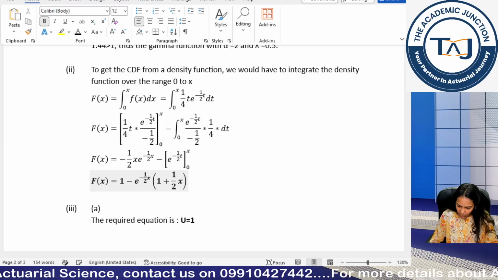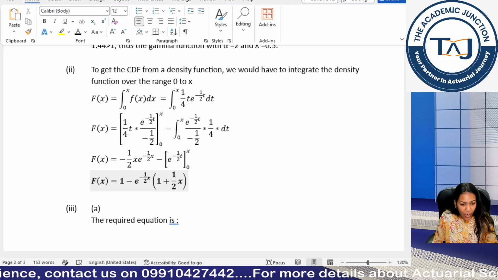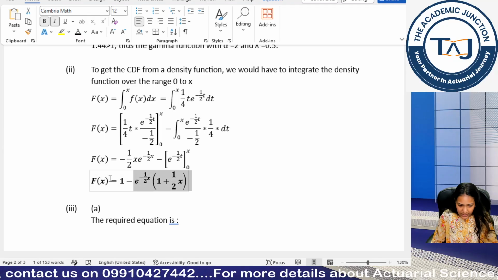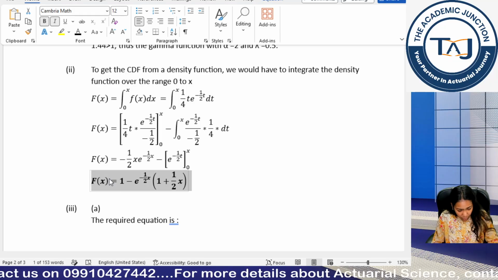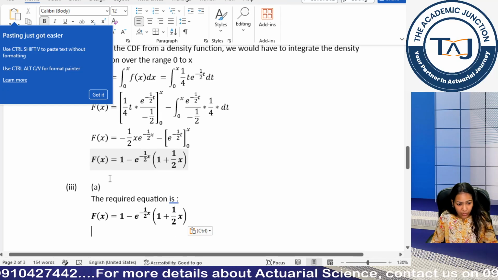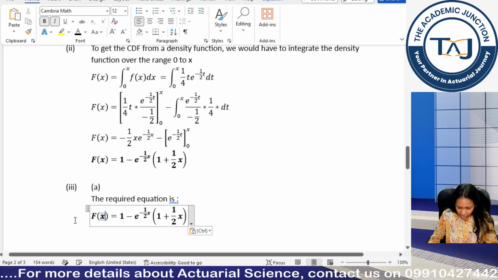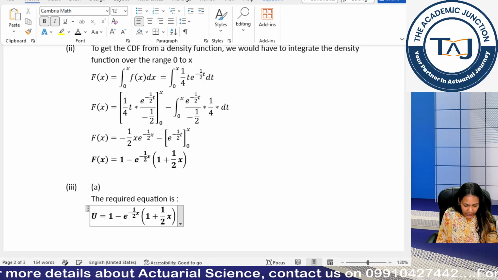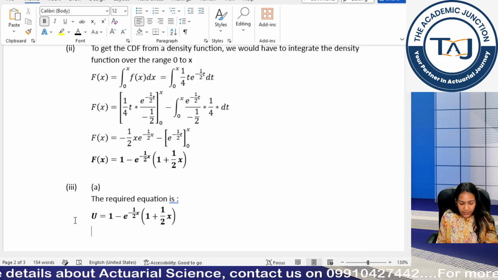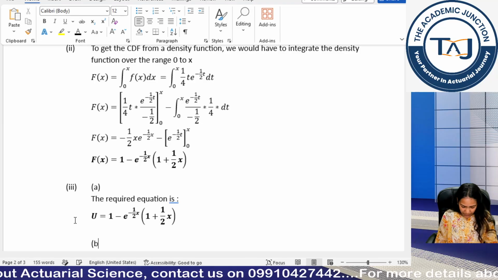U is equal to 1 minus, let's not write the whole equation, just copy paste it. We just selected the whole equation, Control C, then paste it, Control V. And we replace this with u. This is our final answer. Cool. Then we move to our next portion.